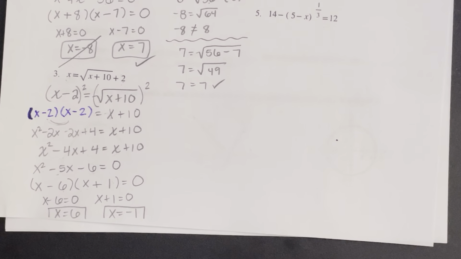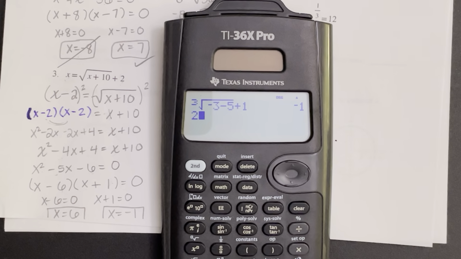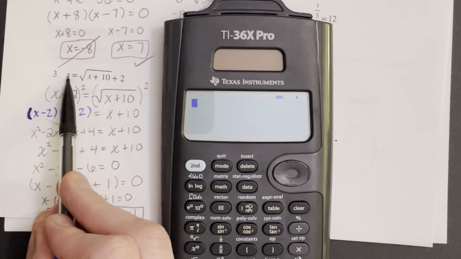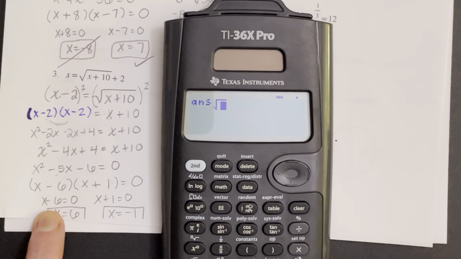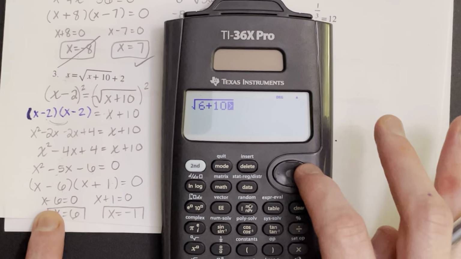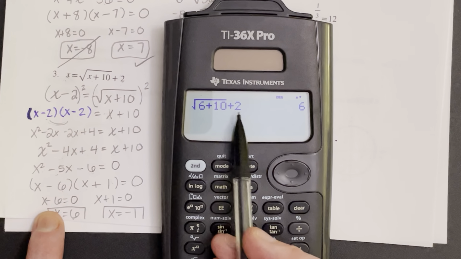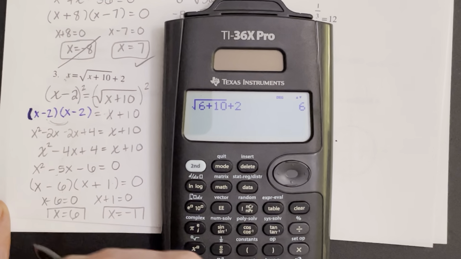Again, we need to check our solutions. This time I'm going to use my calculator to check just to see what we got. All right, so 6, when I plug it in on the left, is just 6. On the right, we have the square root of 6 plus 10, and then outside plus 2. So the right side equals 6, and the left side was 6, so that one does work.